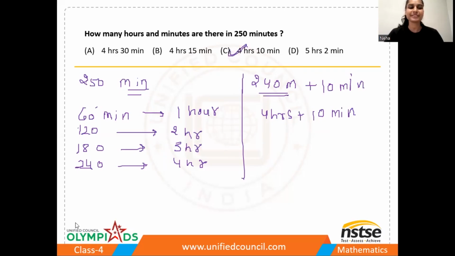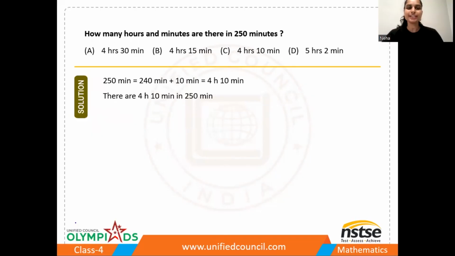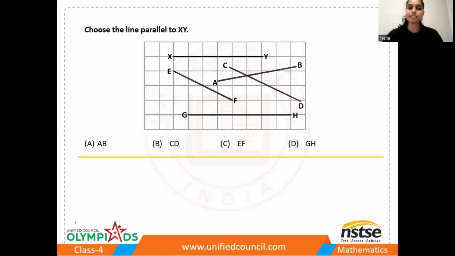Perfect. All right. Let me show you the detailed solution for this question. Perfect. Question number 2 is done. Now let's move to the next question. So here's the next question, my dear students. The question says, choose the line parallel to xy. Okay, so one line xy is given, and we have to find a line which is parallel to this line xy.